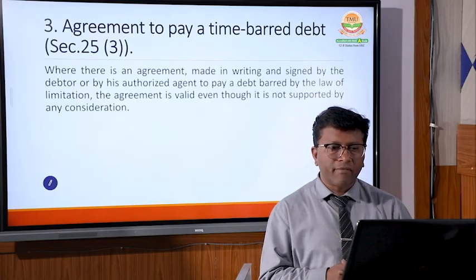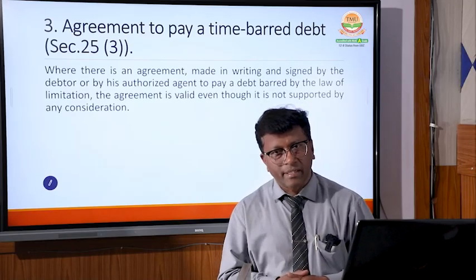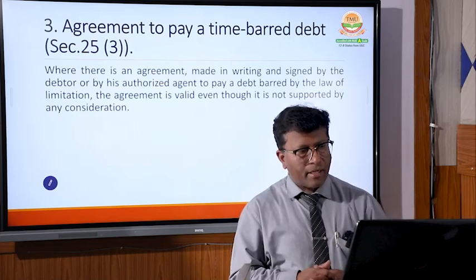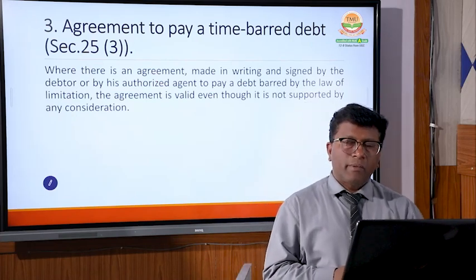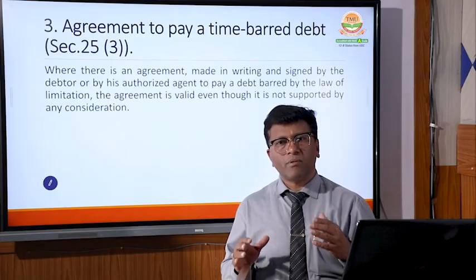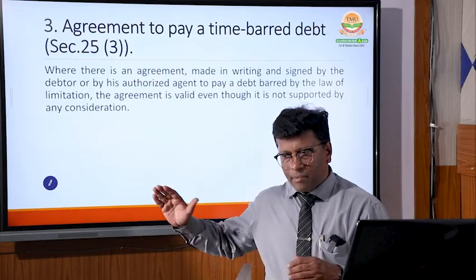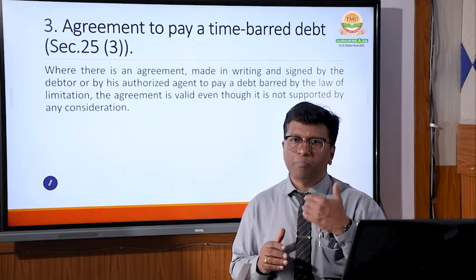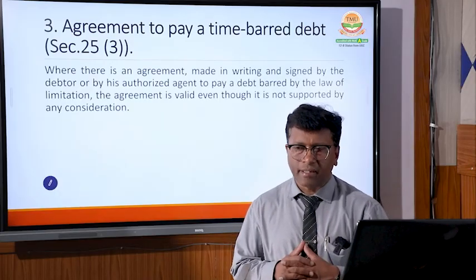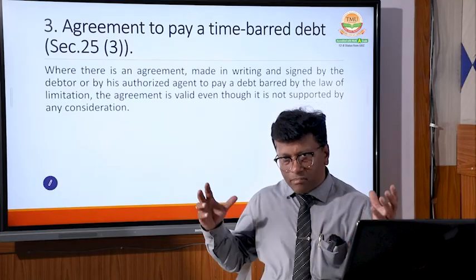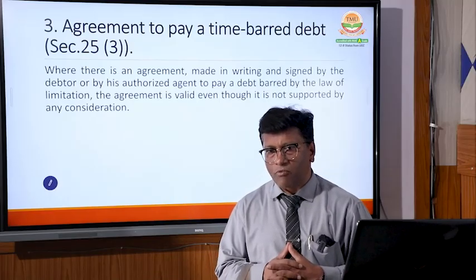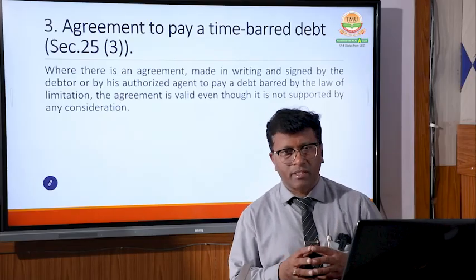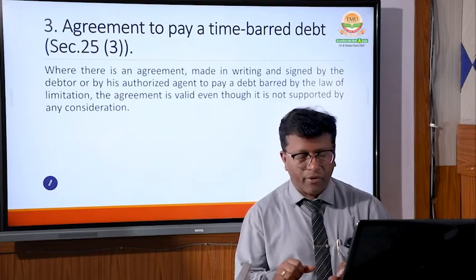The agreement is valid even though it is not supported by any consideration, right? But it should be in writing and signed by the debtor, right? Because the debtor is ready to pay a particular debt. Once the time has barred as per the law of limitation, and the debtor wants to pay the money to the creditor, in that case again there is a valid contract. So these are the exceptions to the rule, no consideration, no contract, where it would still be a valid contract.